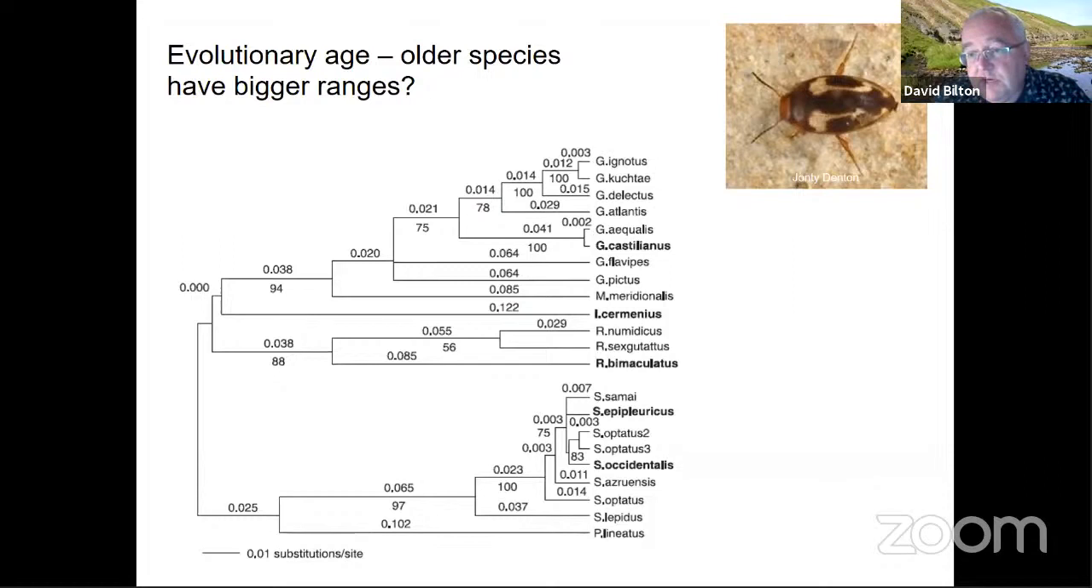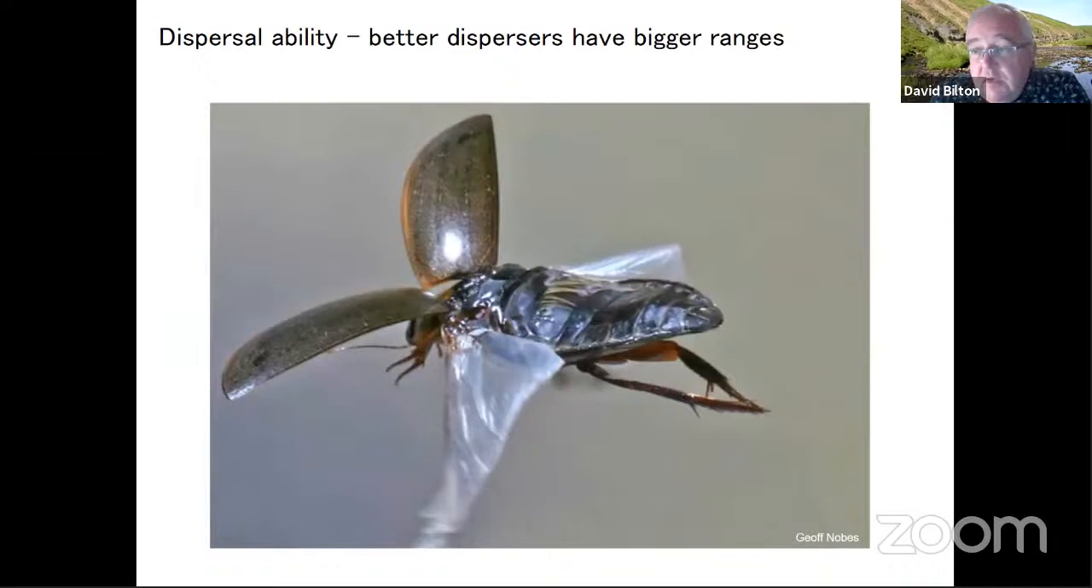So if that's the case, if we have a phylogeny here, an evolutionary tree, or an attempt to reconstruct an evolutionary tree from genetic data, we might expect there to be some kind of positive relationship between the branch length on this tree, how long ago something separated from its relatives, and the relative size of the geographic range. Taking the next of these drivers, dispersal ability, how good things are at getting around. Again, all else being equal, we might expect better dispersers to have bigger ranges.